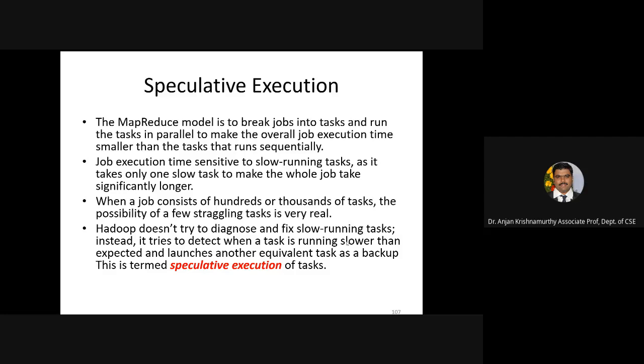Now, there are tasks which go up to the 7th, 8th or 9th minute, which run much slower than expected, and the heartbeats of the same do not come to the job tracker as required. In that case, Hadoop sees that this may be a task which may be going for a failure. So it spawns another backup task for the same task, and that is called speculative execution of tasks.